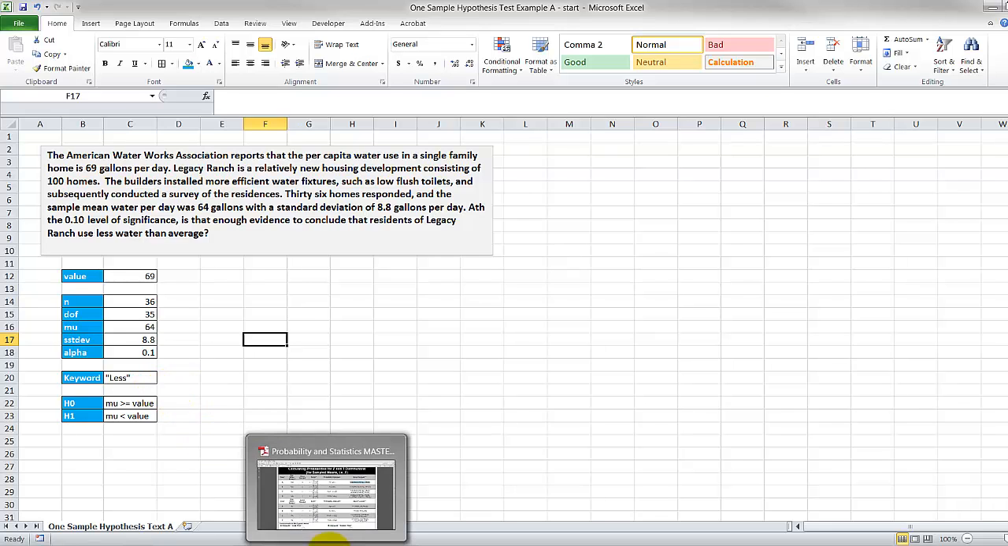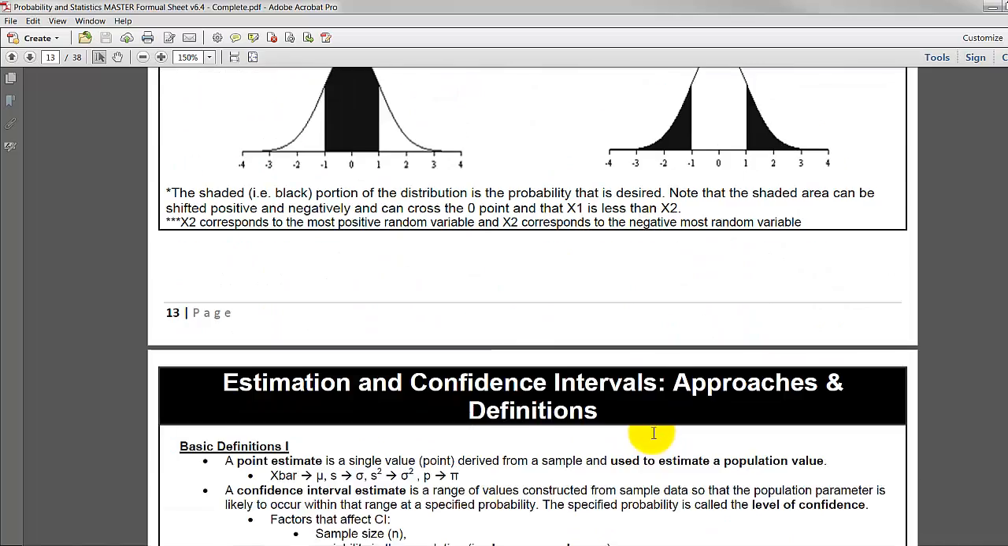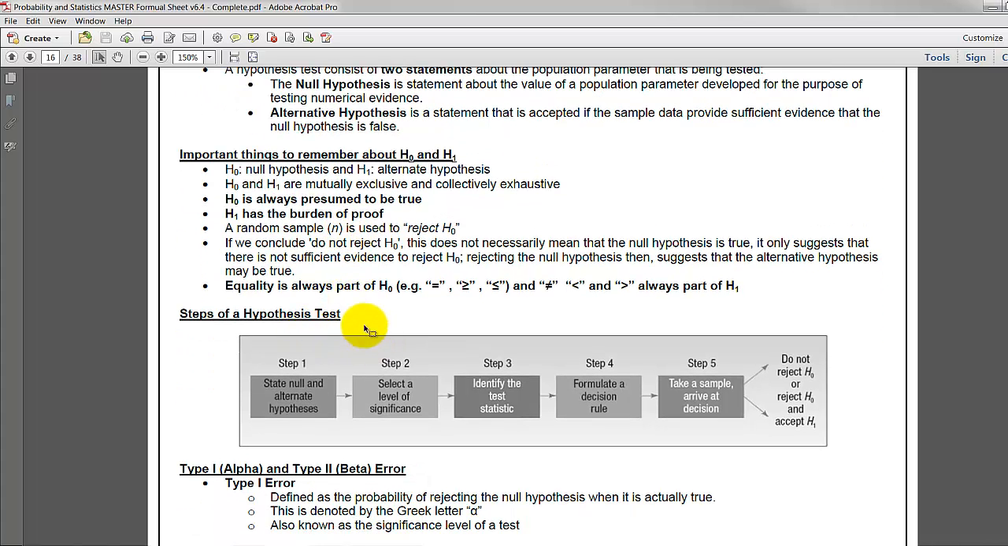Now, let's go ahead and open up our formula sheet. And let's go ahead and scroll down a little bit. And when we scroll through, what we want to find is this one sample hypothesis testing, the approach. So I definitely recommend reading through these notes that I've provided you and looking at the step process. So step 1, state the null first and alternative hypothesis. I actually recommend using the keyword and stating the alternative, then the null. Level of confidence, we have that at 10%. Identify the test statistic. That's what we're trying to do now.